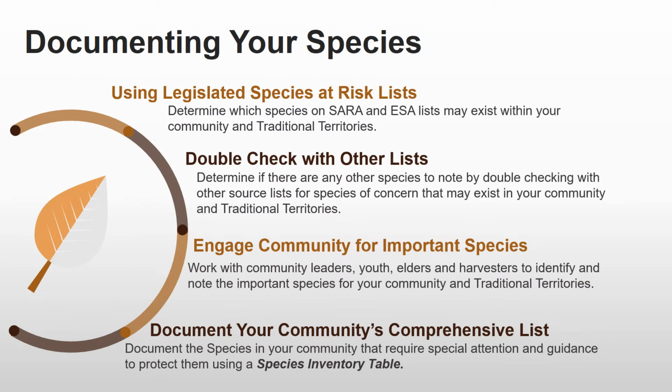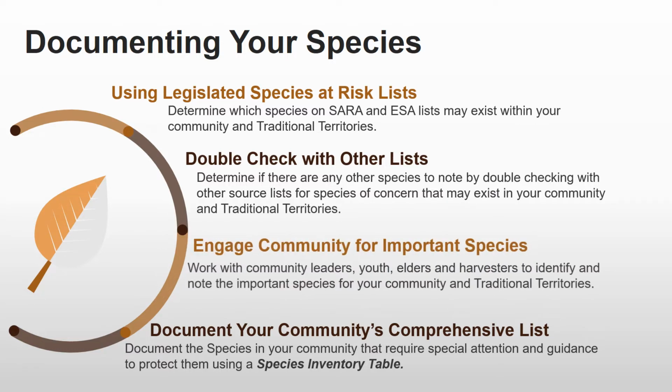There are many ways to document species found within your community. You can use legislated species at risk lists. Look at species at risk lists to determine if there are species on the Species at Risk Act and Endangered Species Act lists that may exist within your community and traditional territories. You can also double check with other lists to determine if there are any other species to note. These may be lists by past researchers or knowledge holders.